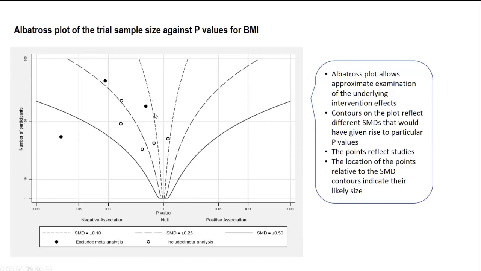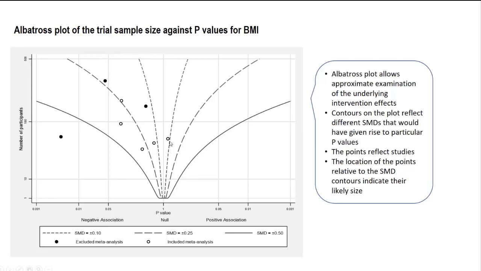A standardized mean difference of 0.1 is pretty small. 0.25, still pretty small. And by the time you get to 0.5, it's starting to be a bit more of a moderate effect. So where these points sit between these contours tells us something about the magnitude of the effects in terms of standardized mean differences.